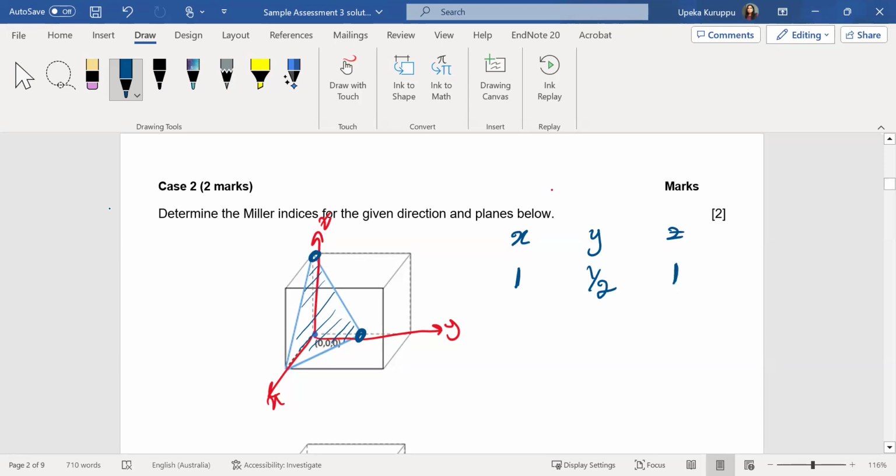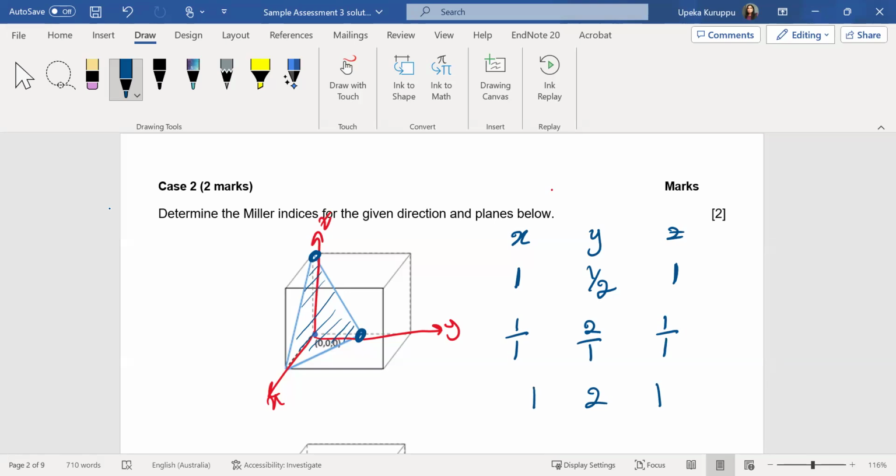Now, what is the next step? You take the reciprocal. Do we do the reciprocal for directions? No, we do the reciprocal, the flipping thing, only for the planes. Okay, so then you take 1 over the value like this. So we have 1, 2, and 1. What is the next step? You need to check whether we have any fractions. In case we have fractions, we need to get rid of the denominator by multiplying by a number, isn't it? So they all should be integers.